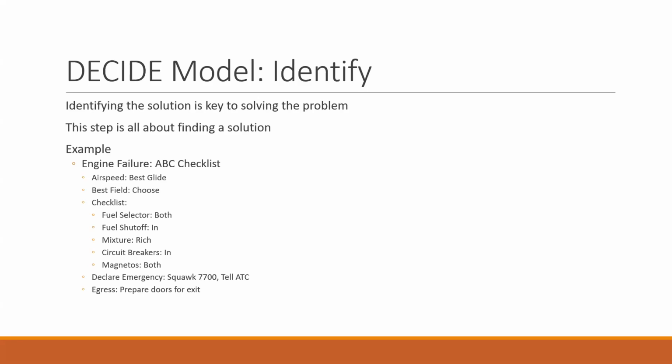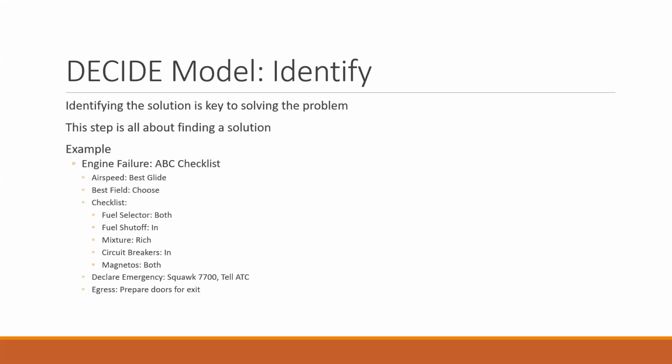Then we can identify. Identifying is about finding the solution. So a solution might be using what you've come up with in the past 2 steps to solve the problem, or it might be something like a checklist. I was referencing this earlier, but this is our emergency engine failure checklist. We call it the ABC checklist: airspeed, best field, checklist for things that could possibly relate to an engine failure.